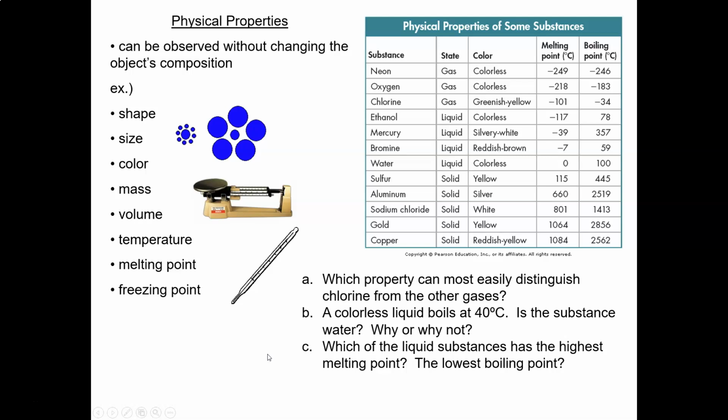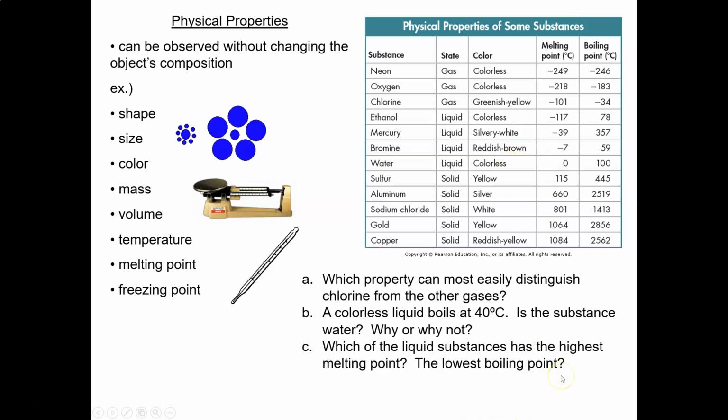Which of the liquid substances has the highest melting point? So look on this list here. Which one of these has the highest melting point? Now we're just looking at the liquids, because it just says liquid substances. We're ignoring the solids here. So which of these liquids has the highest melting point? Now, you have to be careful. A lot of people see the number 117 and want to go with that, but that's negative 117, which is a really small number. 0 is the biggest out of these 4 liquids. So water has the highest melting point out of these 4 liquids.